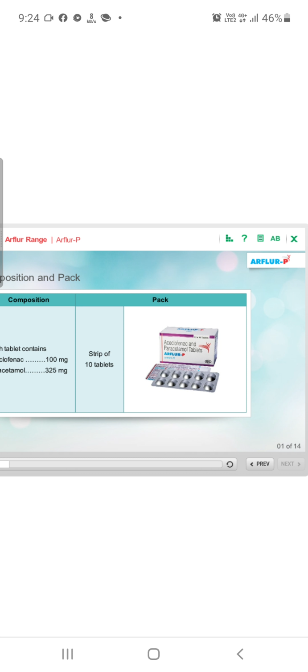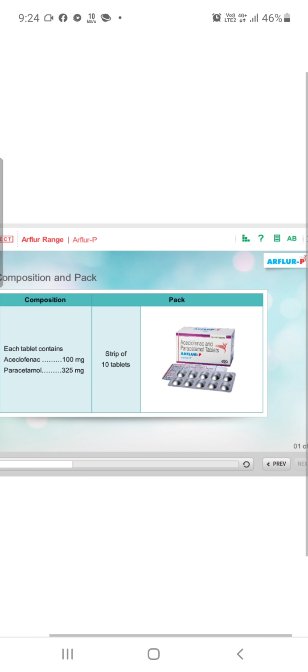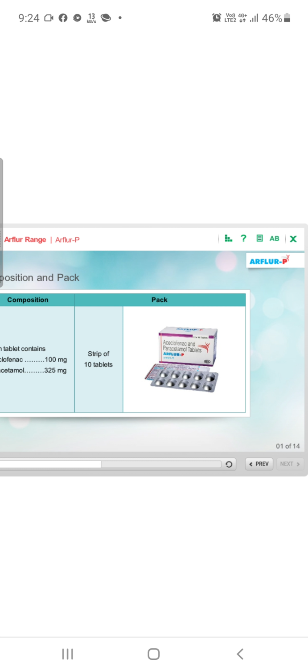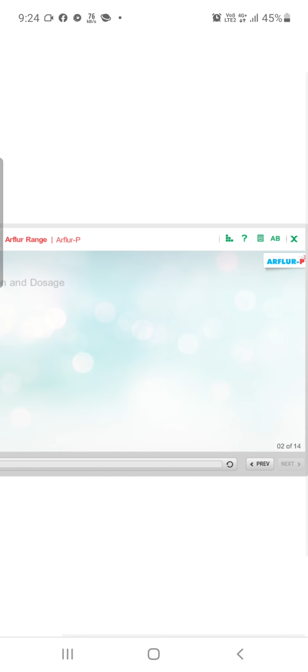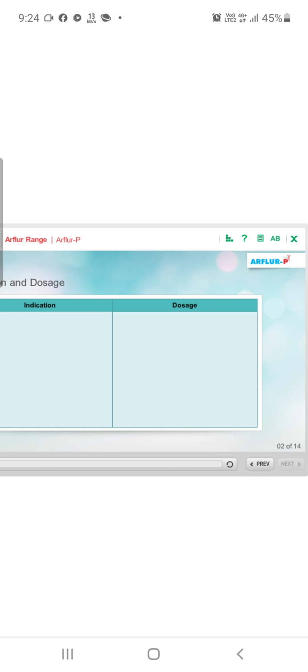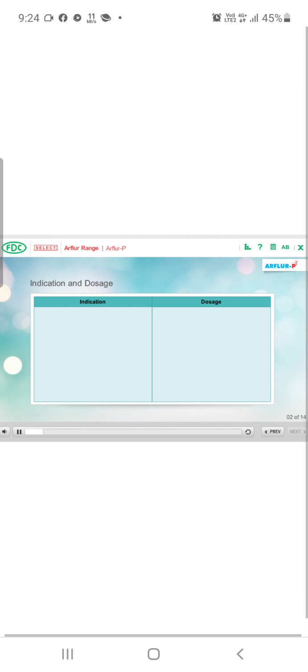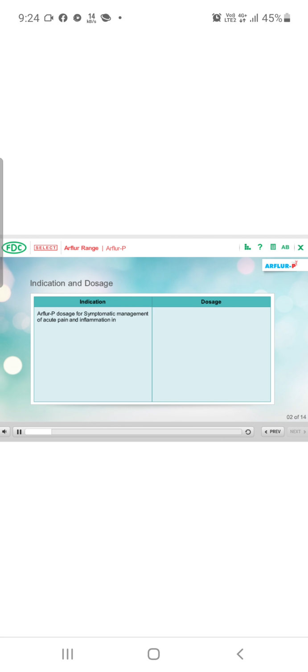Here is the composition and pack of Arflur P. Select the pack shot to view an enlarged image of the same. Here are the indications and dosage of Arflur P.